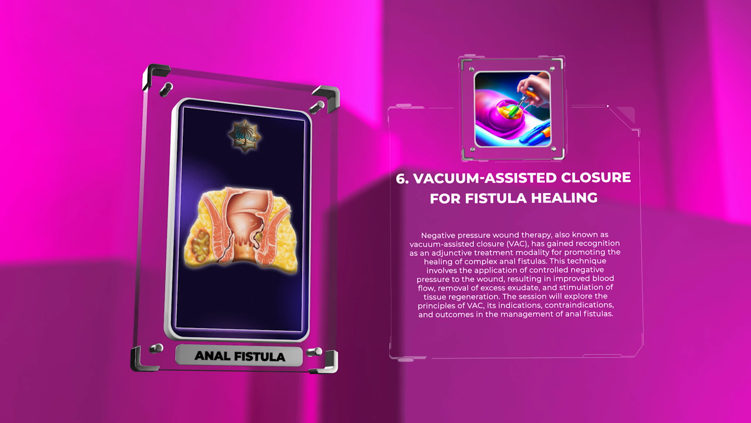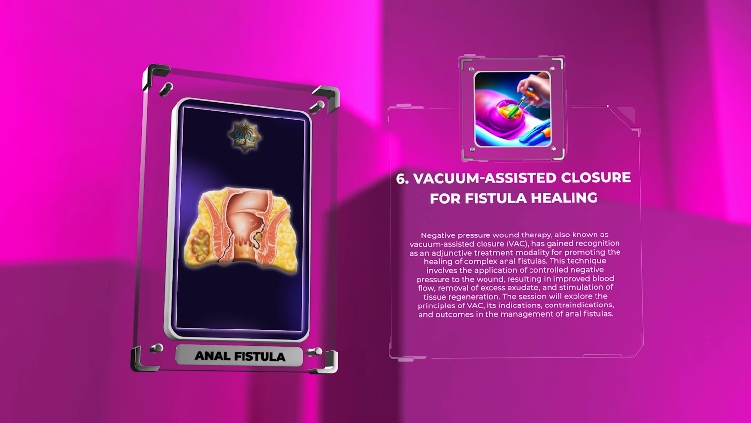Fibrin glue injection has emerged as a less invasive alternative to conventional surgical treatments for anal fistulas. This technique involves the injection of a biological adhesive composed of fibrinogen and thrombin into the fistula tract, promoting closure. Fibrin glue offers the advantage of shorter operative times, reduced morbidity, and potential preservation of sphincter function. This session will delve into the mechanism of action, indications, limitations, and outcomes associated with fibrin glue injection in the management of anal fistulas.